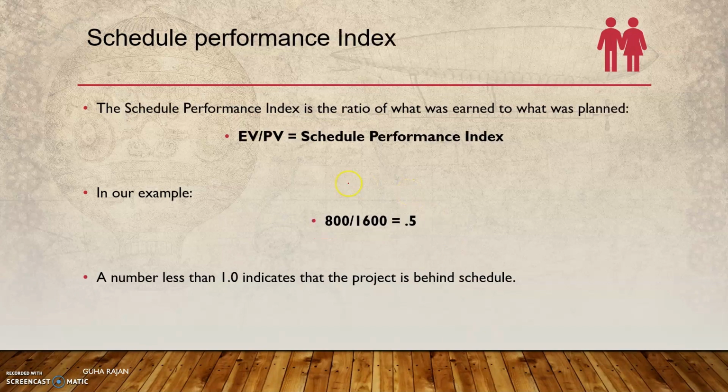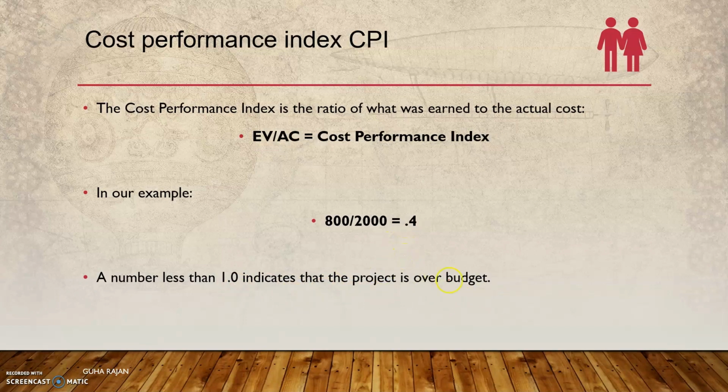And that is where, if you look at the schedule performance index, EV divided by PV, it is 0.5. A number less than 1 indicates that you are behind schedule. Similarly, if you look at the cost performance index, it is 0.4. 800 by the actual cost, it is 0.4. The number indicates that you are overspending. So 1 is what needs to be the ideal value. The cost performance index of 1 indicates that you are on track, on budget.